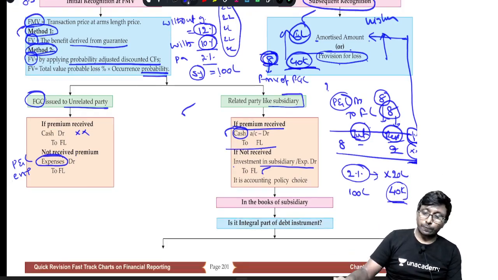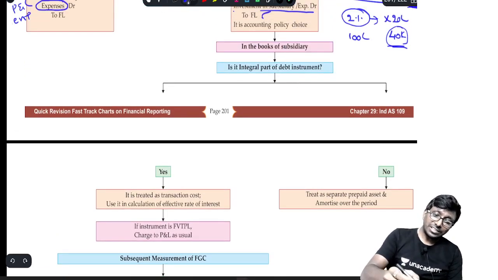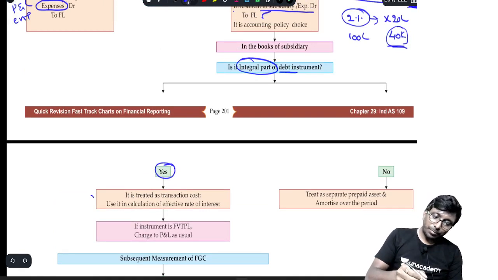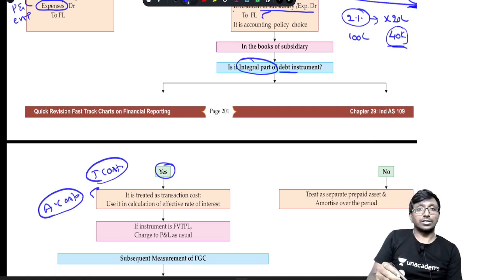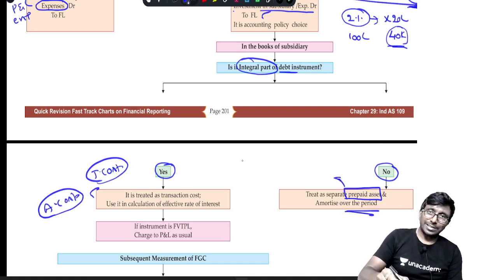Okay, in the books of the subsidiary, how do you do it, sir? That depends upon whether it is an integral part of the financial debt. If you say yes, then we will apply it for amortized cost, for IRR purposes. It is a transaction cost, I will treat it as a transaction cost, and for the calculation of IRR, I will use it. No, sir, if there is nothing like that, then you can treat it as a prepaid asset and amortize it over the period of the loan. That's all.